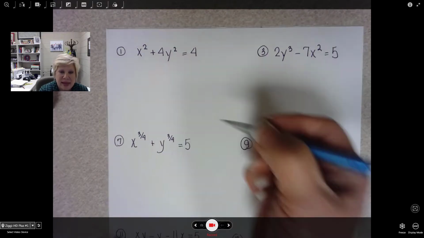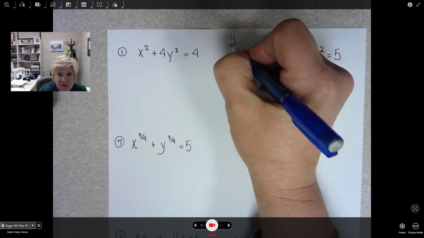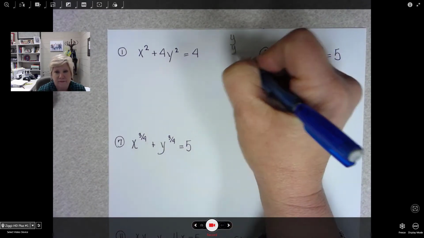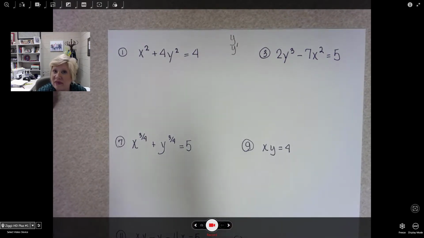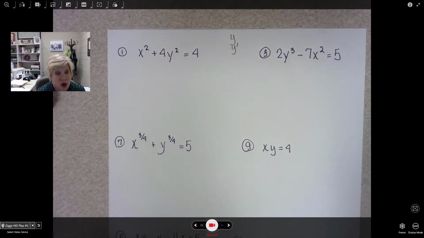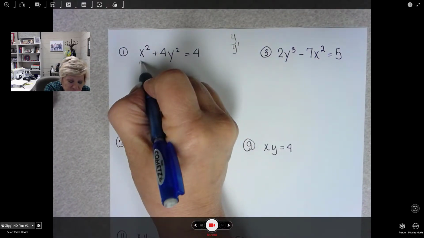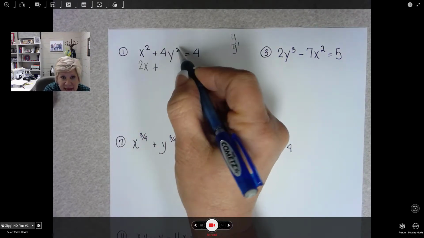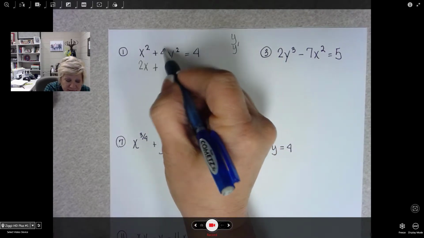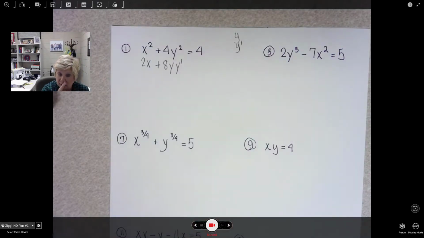Okay, so remember with implicit differentiation in 12.4, the derivative of y is y prime. So every term that has a y in it, when you're taking the derivative, you have to plug in y prime because that's just how you do a term with y. So if we start here, we take the derivative of x squared, which is 2x, the derivative of 4y squared using the same rule, 2 times 4 is 8y, then y prime.